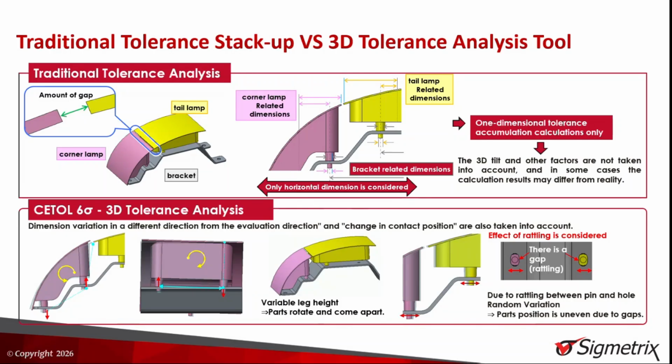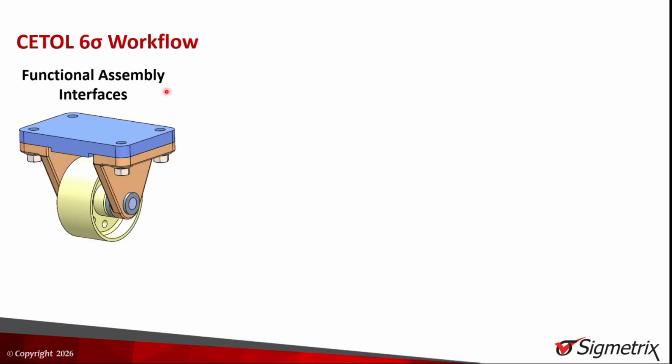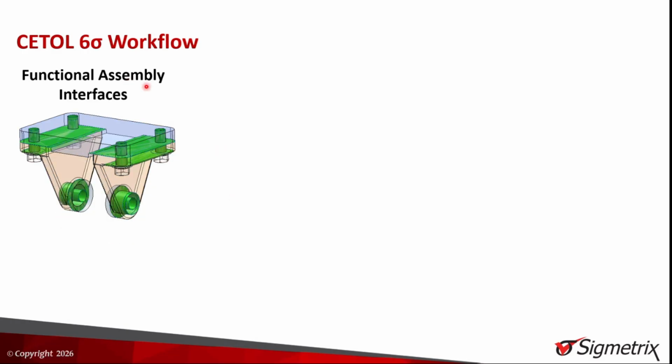So let me drive further into the CETOL workflow. As you see here, it is a 3D model with a few component parts assembled on each other. How it determines the contact surface is that the green area is the contact surface detected by CETOL.